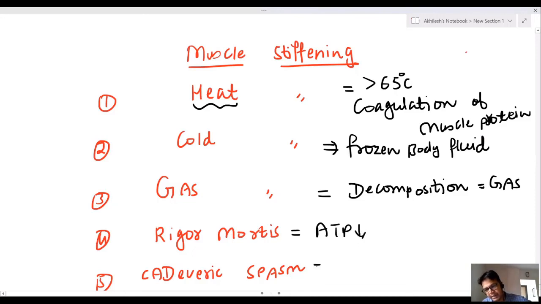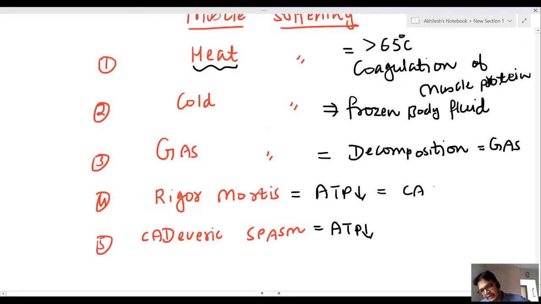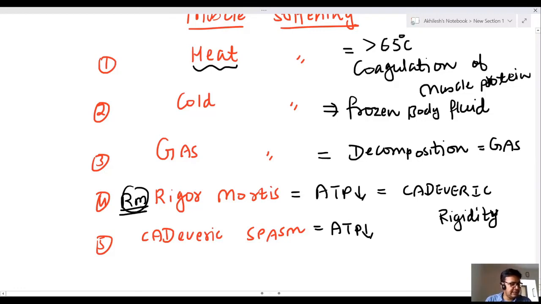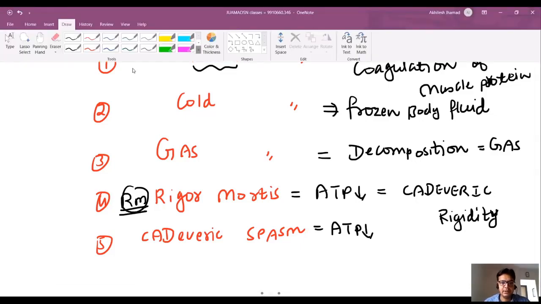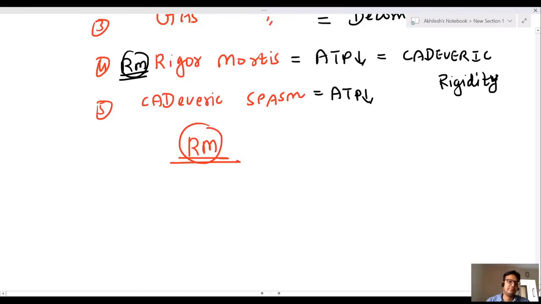Rigor mortis mechanism is ATP depletion, and cadaveric spasm mechanism is ATP depletion. Sir, rigor mortis is rigidity of muscle. It is also known as cadaveric rigidity. RM, cadaveric rigidity. Now sir, we'll start rigor mortis. This is a very important muscle stiffening. Rigor mortis, RM, cadaveric rigidity, rigidity of muscle in cadaver.